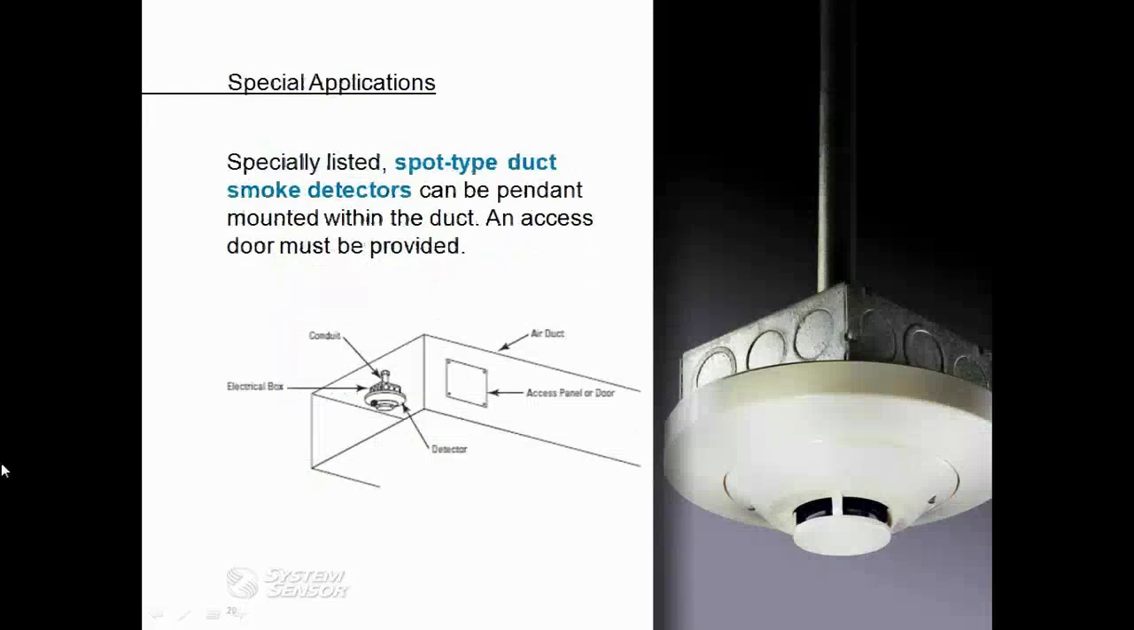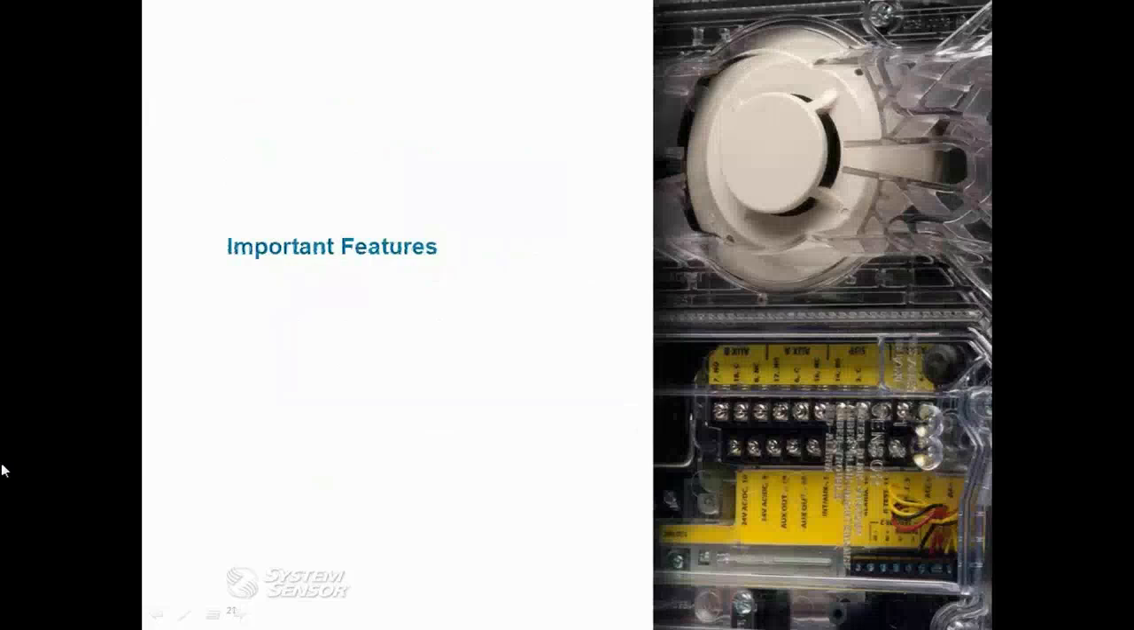The final type of installation is where there are either very small ducts where standard duct smoke detectors will not fit, smaller damper applications, or where you have airflow speeds that are going below 100 feet per minute. This is where you would use that pendant type detector. A pendant type detector is very easy. It's just a standard spot type detector connected to an electrical box, and just pendant mounted right in the middle of the airflow.